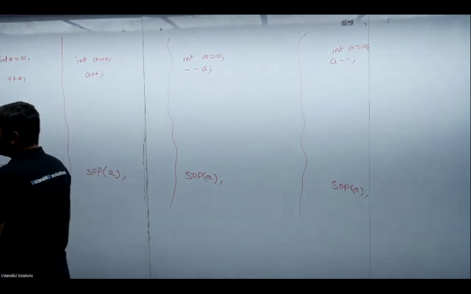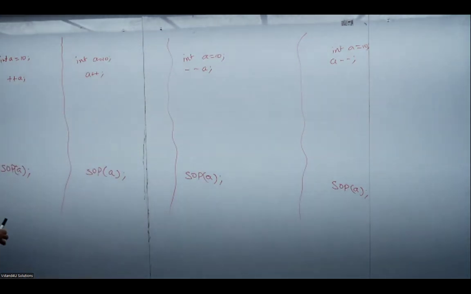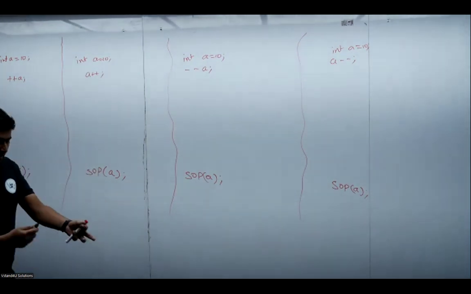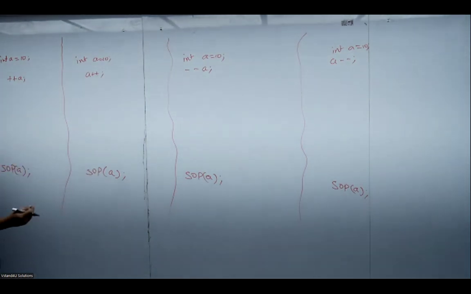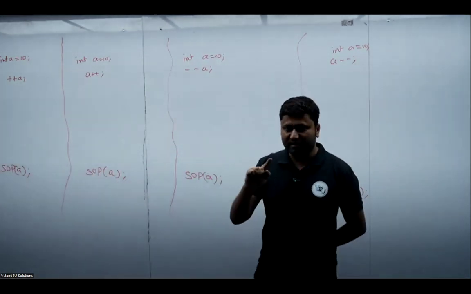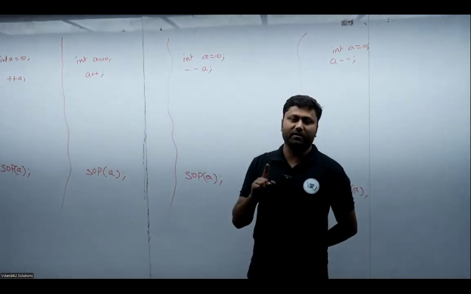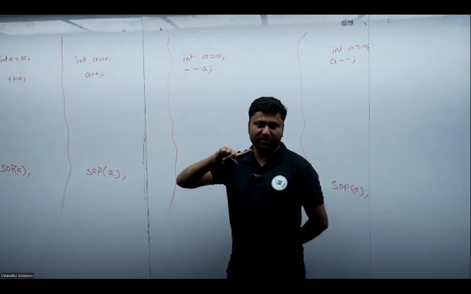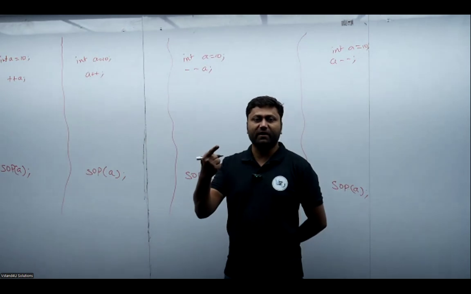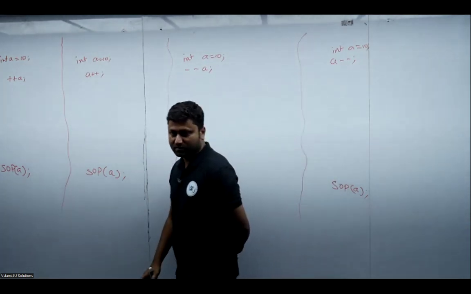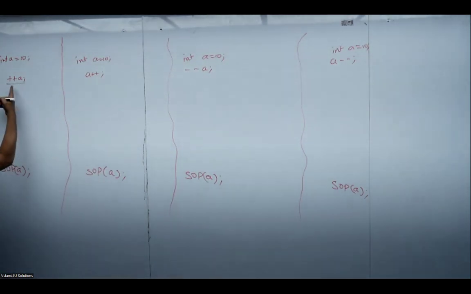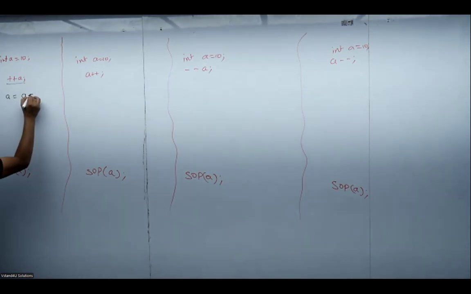Now let's get started, and focus, guys. Specifically online folks, pay attention. One is simple. Whether it is a pre or post operator, ultimately both will do either one increment or one decrement. If incrementation is happening, the value will be incremented by 1. If decrementation is happening, the value will be decremented by 1 always. So if I write plus plus A, this is nothing but A equal to A plus 1.